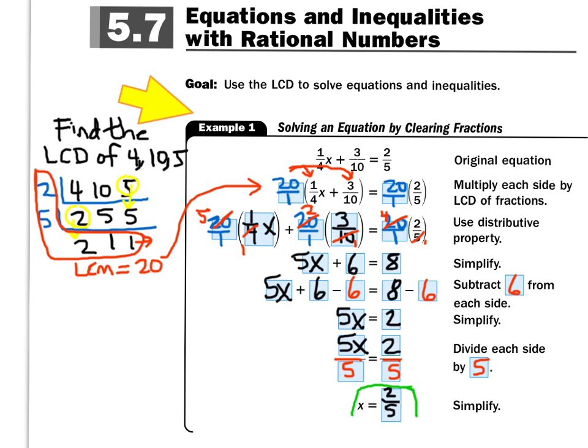Hello you guys, this is an awesome lesson. It's really important, okay? So we're going to learn how to solve equations by clearing fractions and decimals. Let's first talk about how do we get rid of all those fractions.